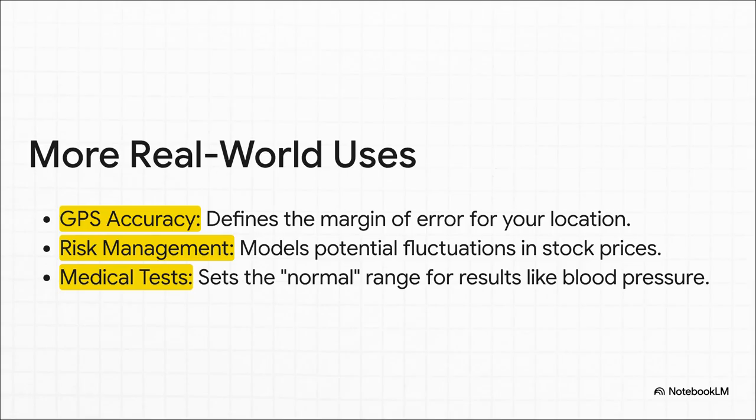Your phone's GPS uses it to say you are here plus or minus 10 feet. Wall Street analysts use it to measure the risk of how much a stock might swing up or down. And your doctor uses it all the time. Those normal ranges for blood tests, that's just absolute value defining what's considered a healthy range.